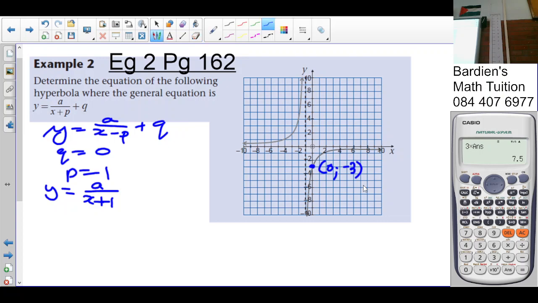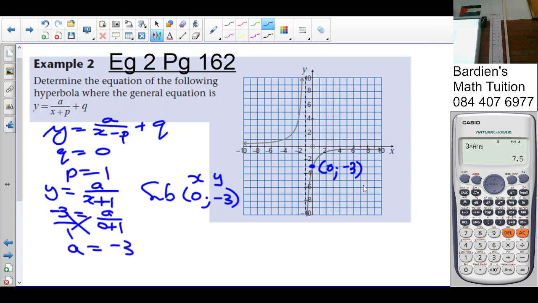So at this point, we still just need to solve for A. Let's substitute the point that's lying on this graph, which is (0, -3), remembering that's the x and the y. So -3 is equal to A over 0 plus 1. That's going to give us 1 there. So A is equal to -3. So what's my equation? y is equal to -3 over x plus 1, plus 0.